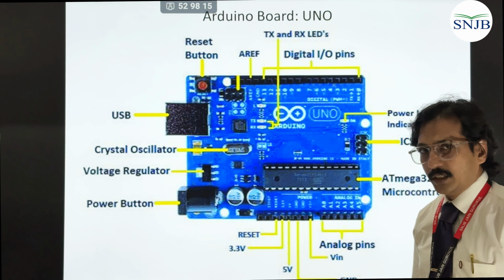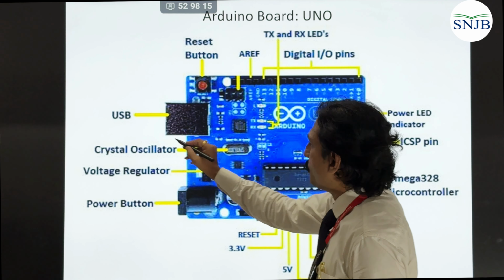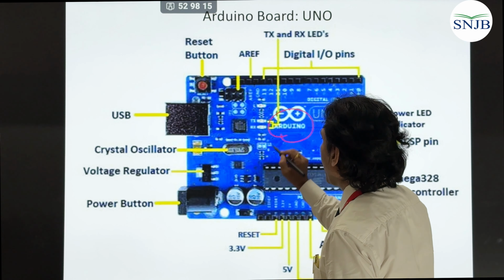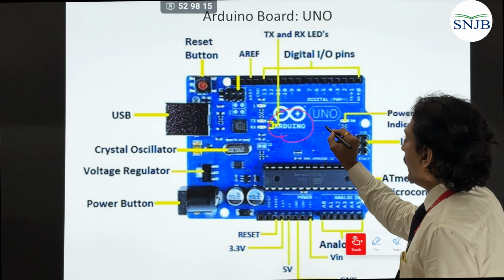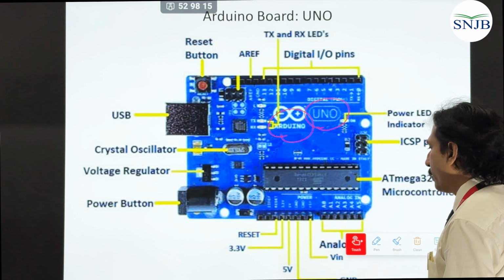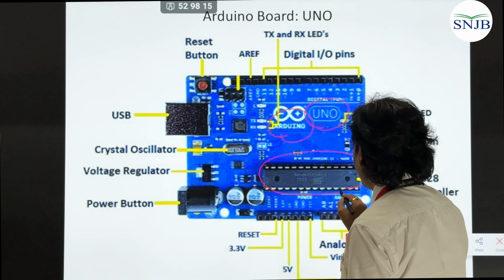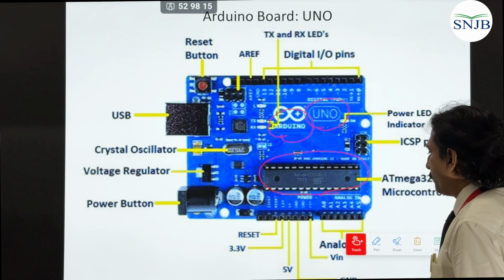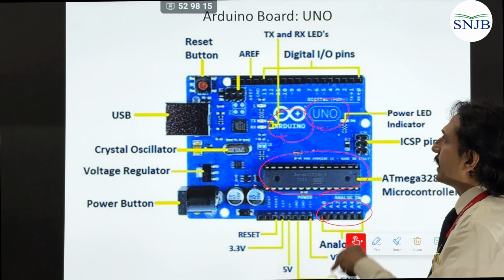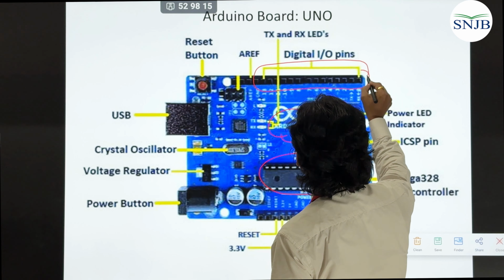This is the picture of the Arduino UNO, where you can see that USB is given. Here you can see the name Arduino, and it is a UNO, that's why UNO has been printed on the printed circuit board. In the picture you can see this is the ATmega328 microcontroller. These are the analog inputs, 6 analog inputs it has. These are the digital input output pins, 14 digital input output pins are there.